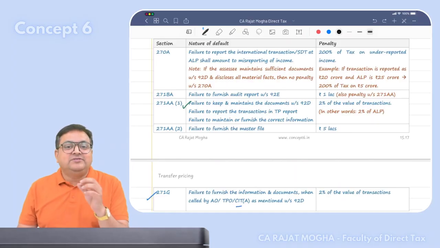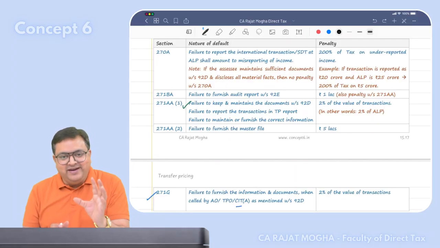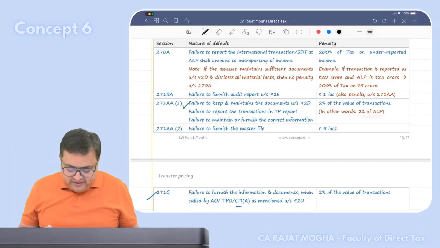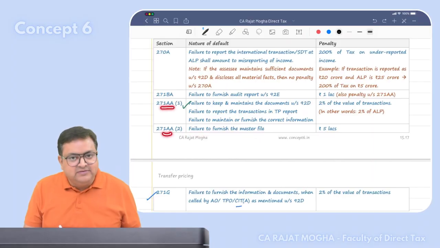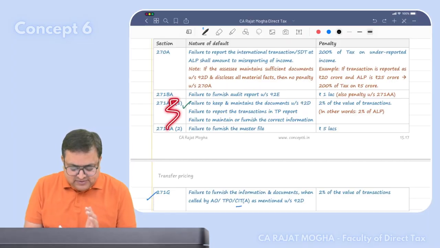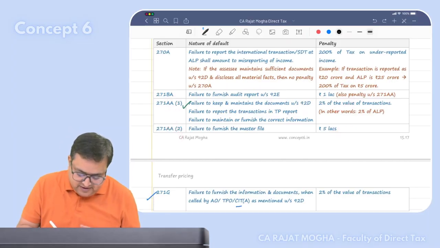And value of which transaction? Value of actual price or value of ALP? Obviously value of ALP, right? The actual price could be very less, but we will actually charge 2% of the ALP, right? And if you do not furnish the master file, then 5 lakh is the penalty. See, 271AA, same section, but it is subsection 1, subsection 2. Please don't learn that. This much is not required, but yes, this is important. Correct. So these we have done.